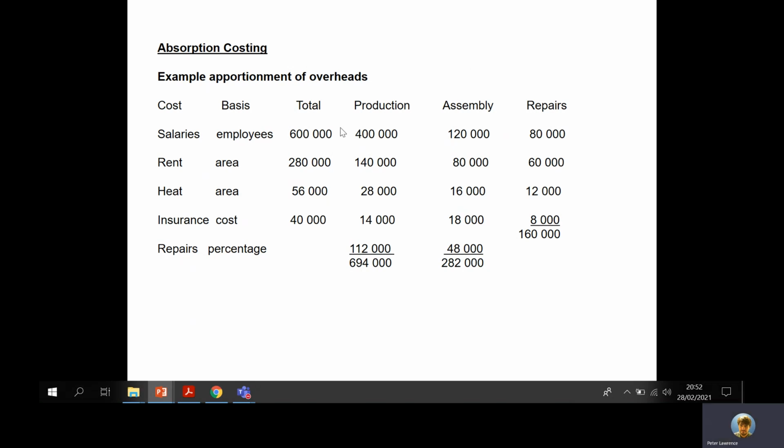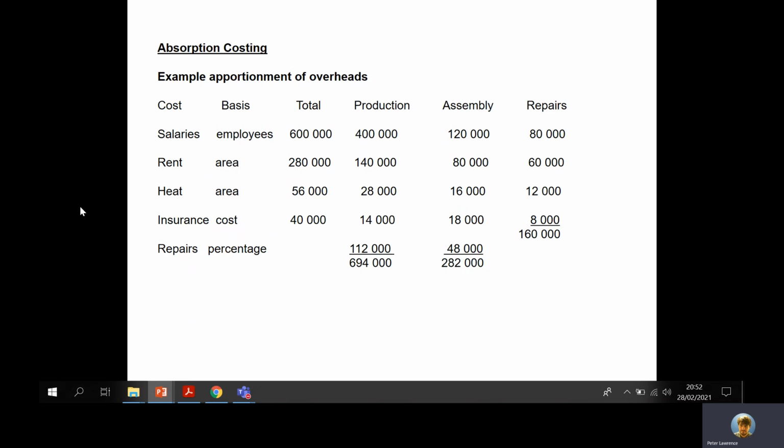Okay, the most important thing to do is just get the right basis of apportionment, and you can do that based on just basic logic. What's the best way to split up rent? Well, it's not going to be on number of employees, it's going to be on floor area. Heat moves, it goes around the building. The more area you've got, the more heat you need. Fairly logical. Insurance, you do it on the cost of the assets within the department. And then you just use the ratio for each department to calculate it all.